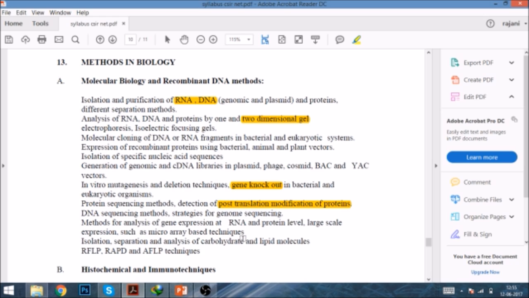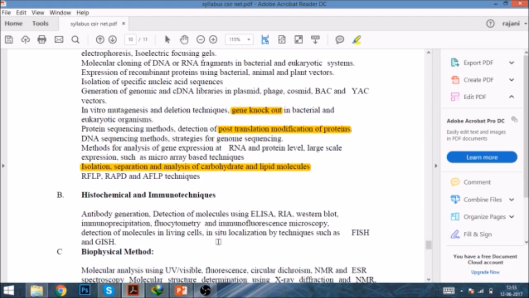Isolation, separation, and analysis of carbohydrates and lipid molecules. We can say chromatography or HPLC, questions can be asked based on HPLC chromatography. And histochemical and immunotechniques, ELISA, I have already discussed that. Questions based on ELISA and Western blot can be asked. You must have a clear-cut concept about the principle and its applications.